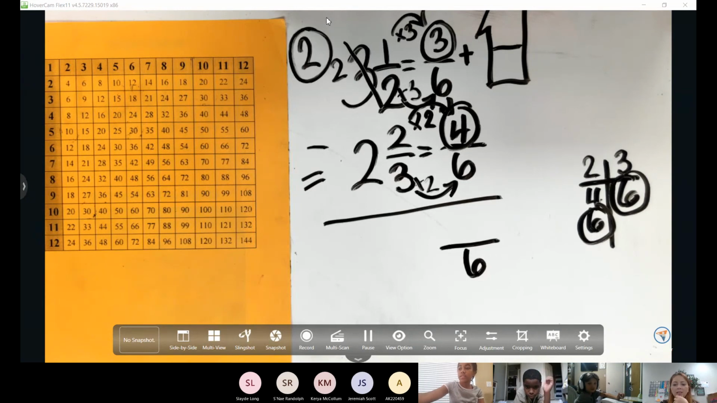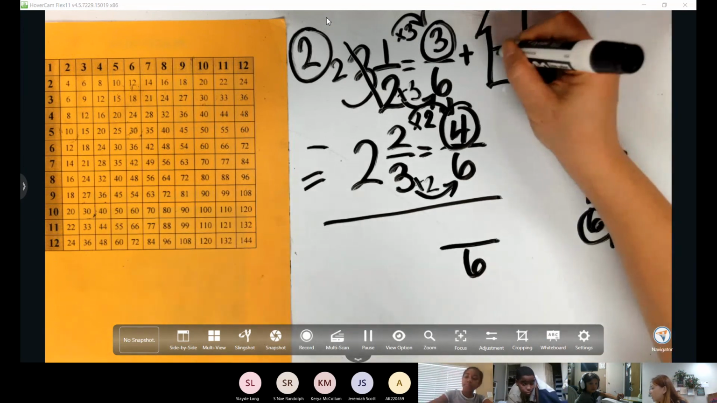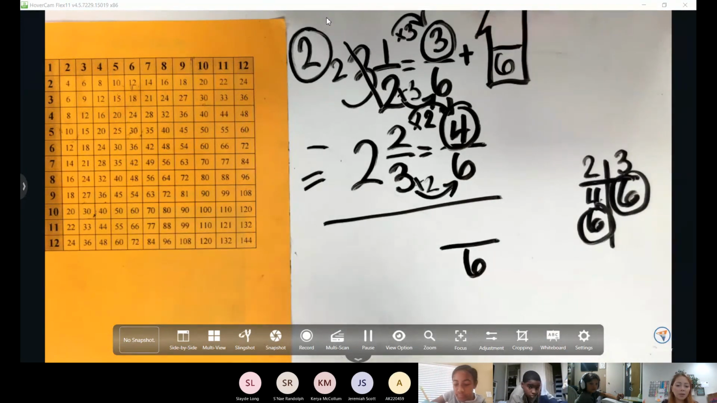6. Hang on. So Logan is saying 6. Do we all agree that 6 is a smart choice? Yes, because it's the denominator. Yeah? Okay. Yeah, it is a smart choice because we're working with 6 already. Why don't we just choose 6?